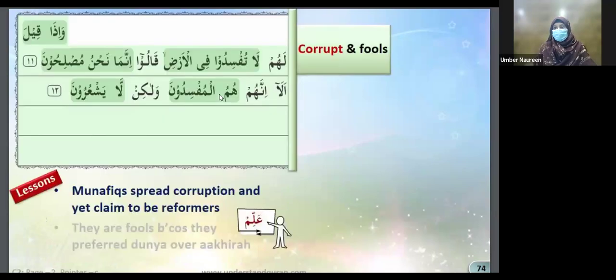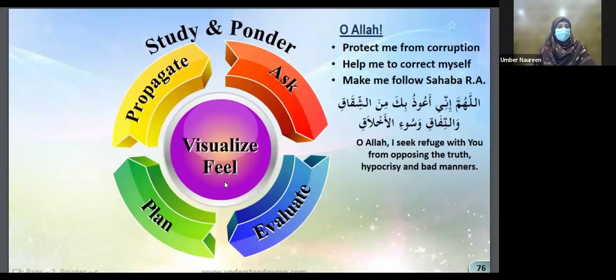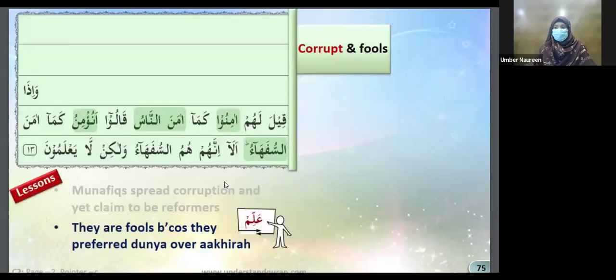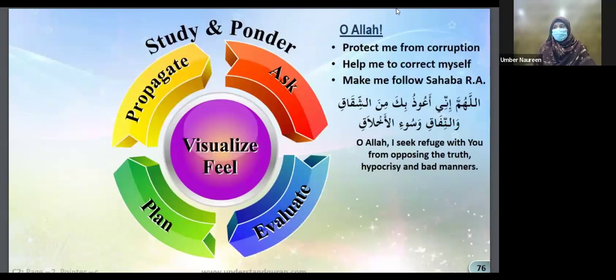Alhamdulillah, lesson, dua, and plan. So, lessons: the munafiqeen spread corruption and yet claim to be reformers. And they are fools because they prefer dunya over the akhirah. And the dua we can make from here is: Oh Allah, protect me from corruption, help me to correct myself, and make me follow the Sahaba Karam Raziyallahu anhum.